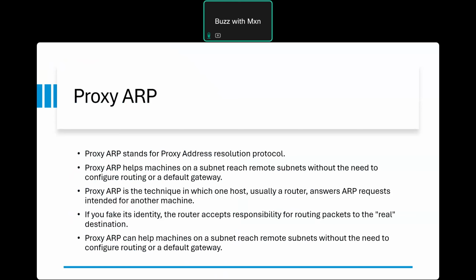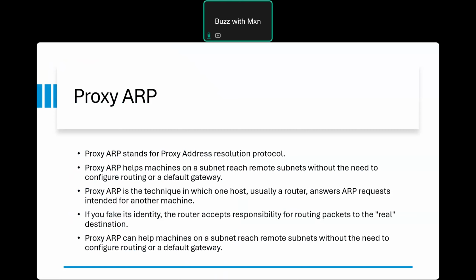Proxy ARP can help machines on a subnet reach remote subnets without the need to configure routing on a default gateway. So as I told you earlier, Proxy ARP basically helps two machines that are situated on different subnets reach each other without configuring the routing on the router. So this is used in case the routing is not configured on the router and you want to reach from one machine to another that are separated or placed in a different network altogether, or in different subnets.